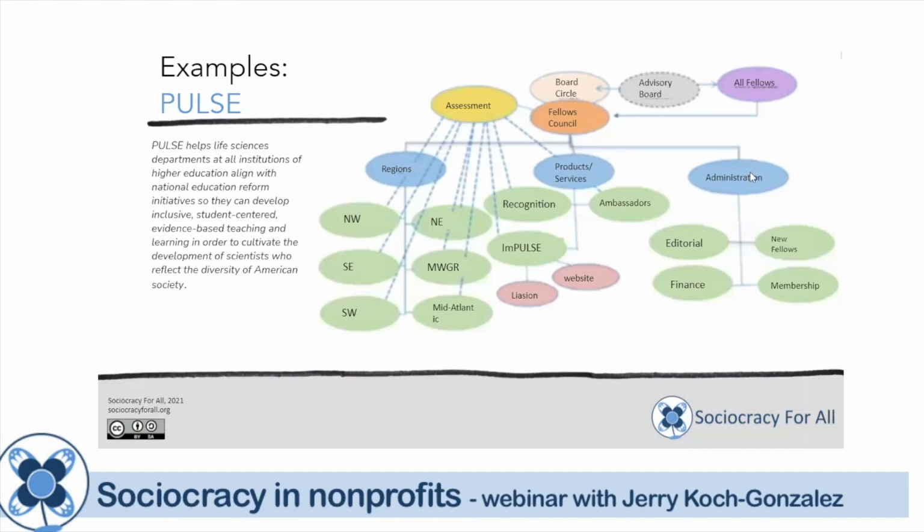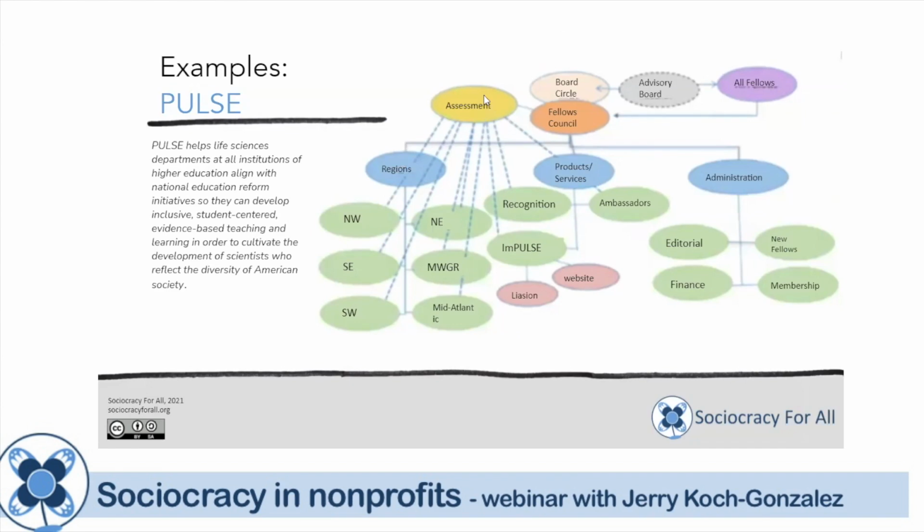3 main circles. They have their administrative aspect, which deals with administration and membership, and also paying attention to the editorial policies of what they publish. They have the products and services circle, and sub-circles under that are looking at what are they actually delivering to the universities? What are the products that they give to the universities, like recognition of a university that their department is functioning according to the principles that they support. So in a sense, like certification, if you will. And they have the regions, they're geographically organized so that people can get together regionally and discuss how they're doing their work and promoting this student-centered evidence-based teaching in the universities and colleges in their geographic region.